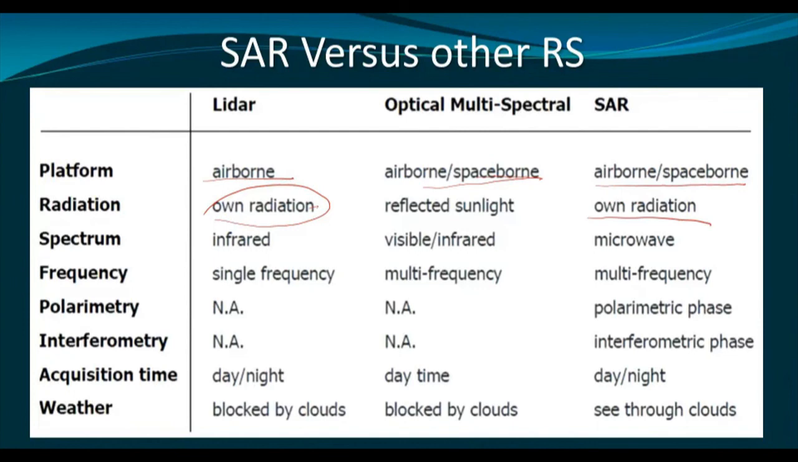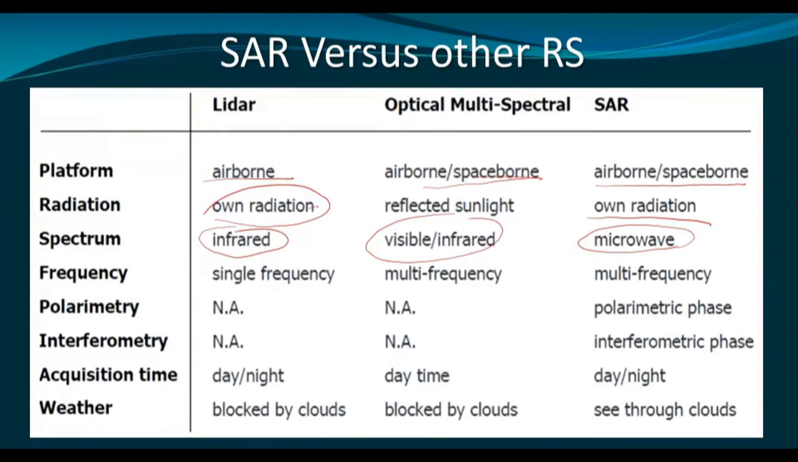Now, what kind of wavelength do we use? In case of LiDAR, we use infrared light. In case of multispectral remote sensing, we use visible and infrared light. And in case of SAR, we use microwave light that has longer wavelength. Therefore, it can penetrate atmospheric cloud, atmospheric haze, or atmospheric water vapor.